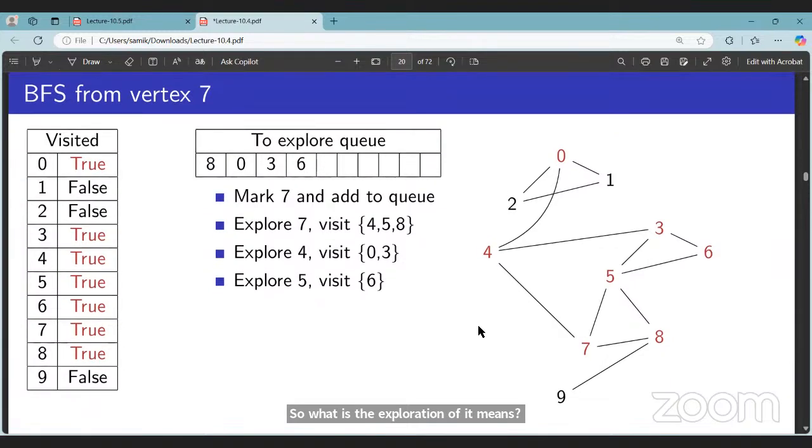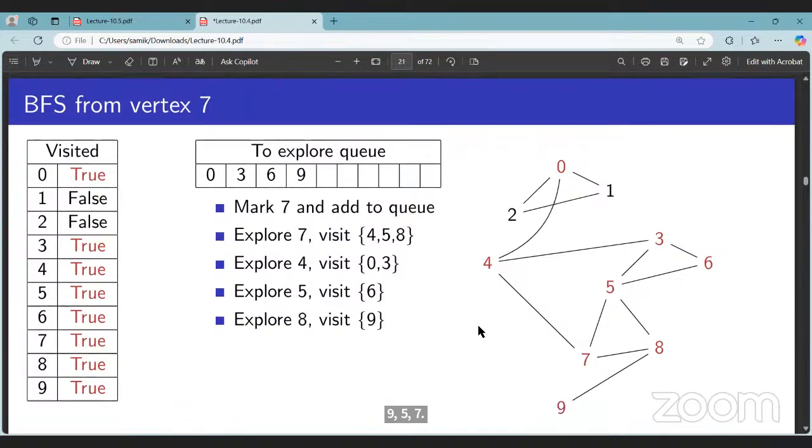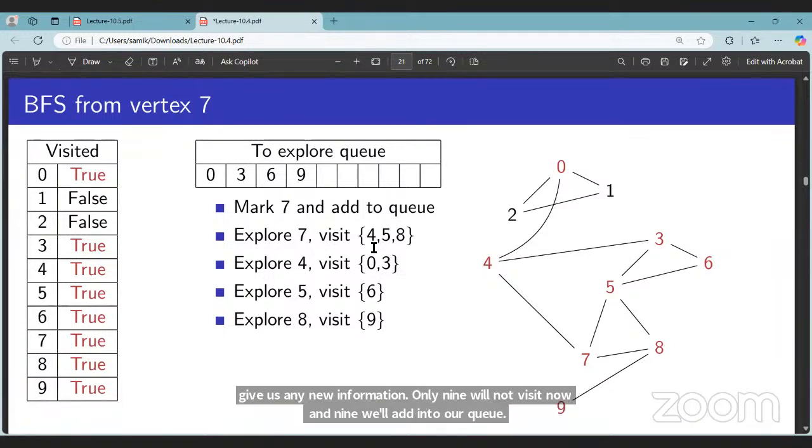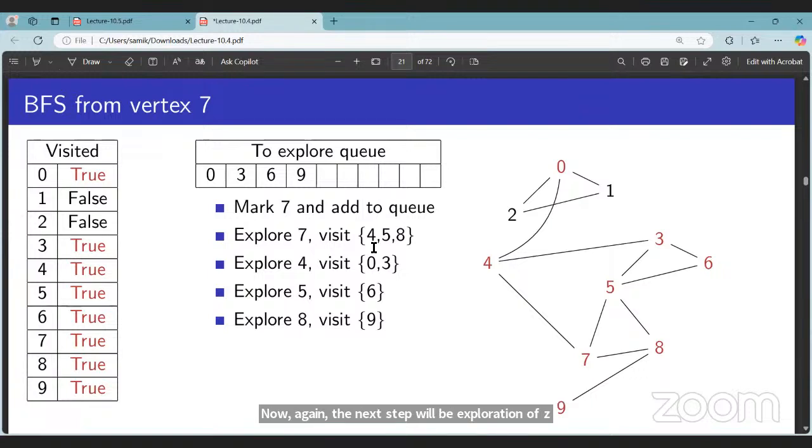9. Correct, because 9 is the only new neighbor 8 has, because 7 and 5 are already visited. So that won't give us any new information. Only 9 will get visited now, and 9 we will add into our queue. Now again, the next step will be exploration of 0. Which vertex will we visit when we explore 0?